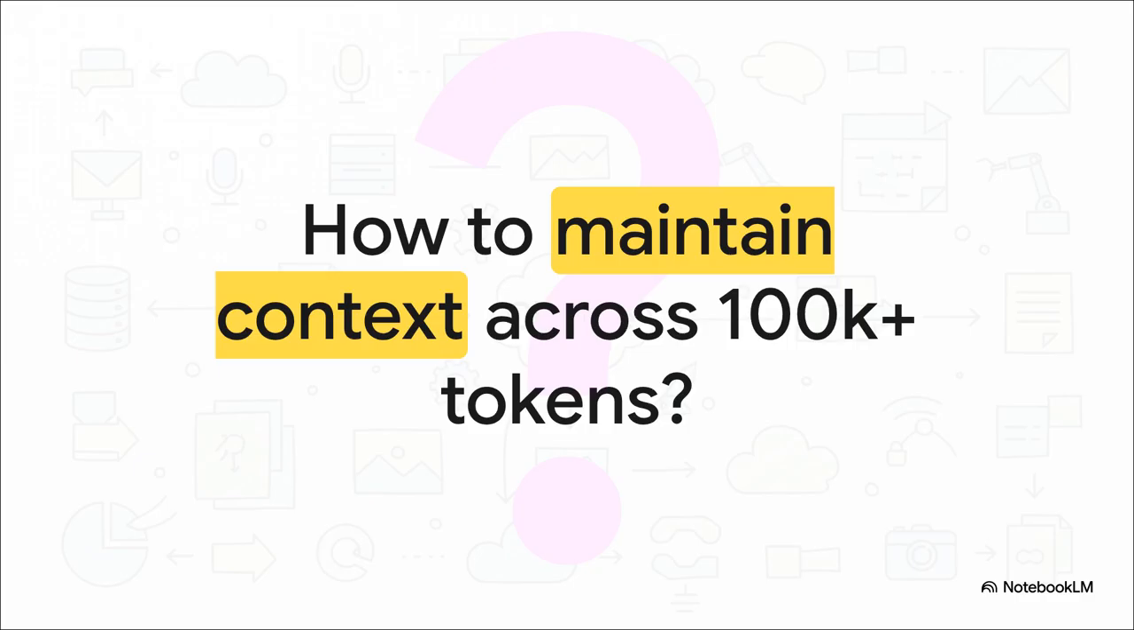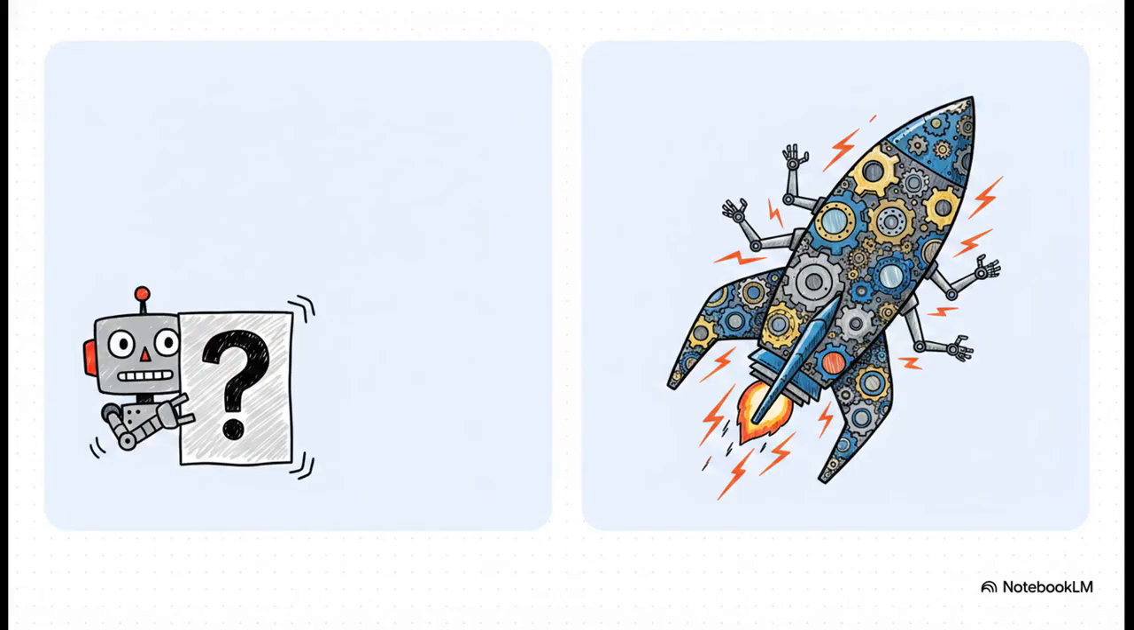So the big question is, how do you maintain perfect context across a 100,000+ token conversation without completely losing your mind? That massive bottleneck, the memory loss, those hard context limits, that's exactly what we're solving today. All right, let's dive right in.